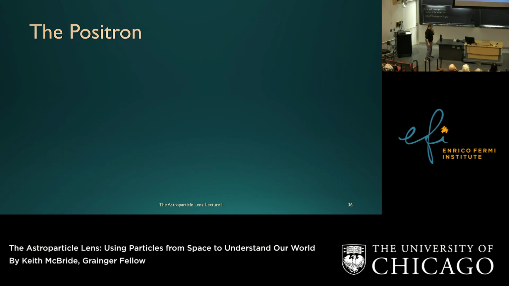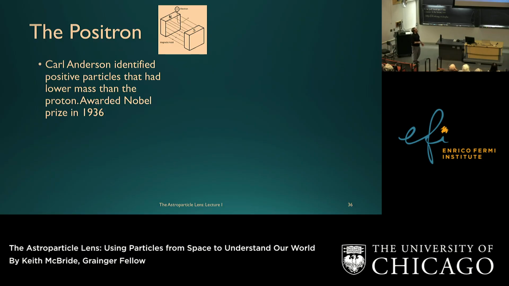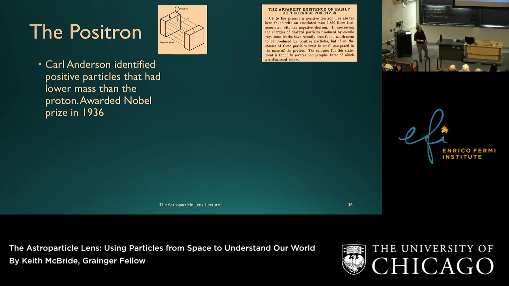So Carl Anderson comes along and discovers the positron, right? Remember that magnetic field the electron deflects? Carl Anderson identifies with his cloud chambers, and he's awarded the Nobel Prize for this too, that there's actually an apparently easily deflected positive-like particle. And in his famous paper, they even have a reference to the positive electron, which is the proton at the time. And they knew that the positron and the proton were different things. They knew this was a new discovery.